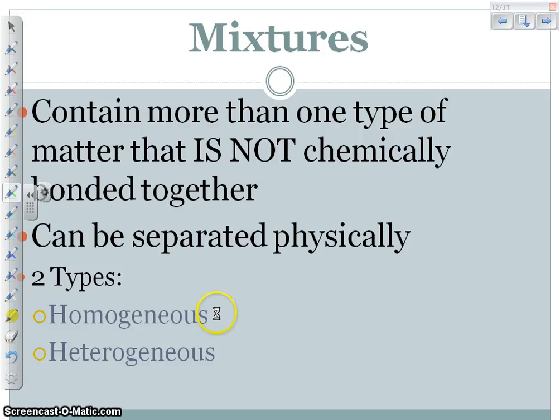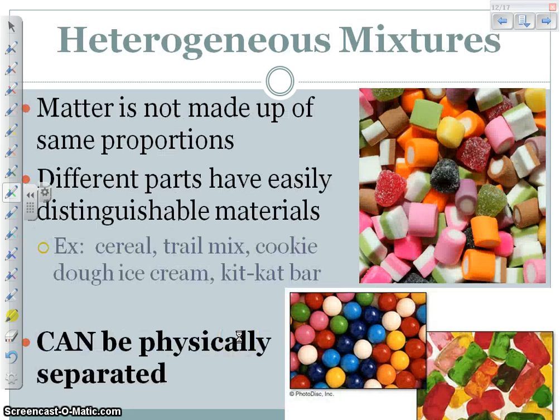And we've got 2 types. We've got homogeneous and we've got heterogeneous. Okay. In heterogeneous mixtures, the matter is not made up of the same proportions. Basically, you can pick out the different parts of the mixture very easily. They are very distinguishable. Okay. Examples I like to use are cereal, trail mix, cookie dough ice cream, which is amazing, a Kit Kat bar, a Snickers bar, anything where you can see the different parts of it.